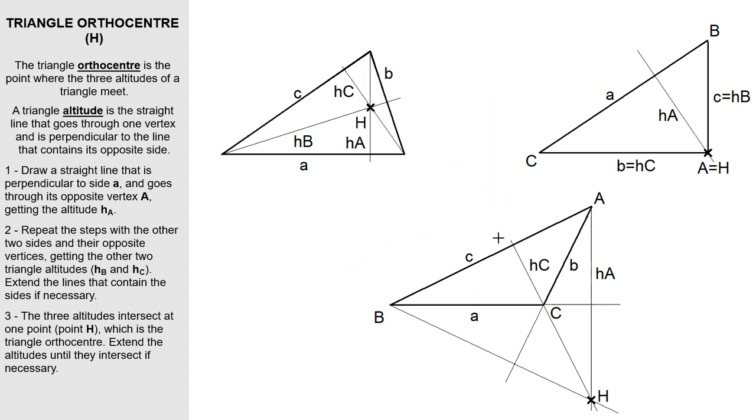The orthocenter of a triangle will be inside the triangle if it is an acute triangle, outside the triangle if it is an obtuse triangle, and if it is a right triangle, the orthocenter will be on the vertex where the right angle is, that is, vertex A.